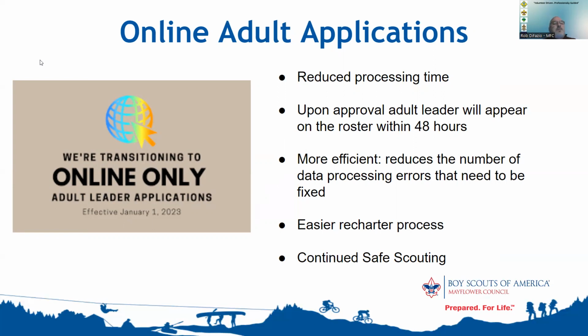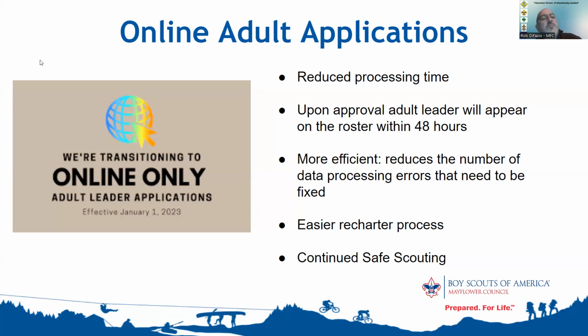And one of the things that we want to talk about real quick in closing is with regards to why online applications are going to make things a lot easier when it comes to processing not only your youth, but your adults. It is a reduced processing time. In fact, if you've ever submitted an adult application, they usually on paper take about 2 weeks to be processed. This gets it done, and upon approval, the adult leader will appear on your roster within 48 hours.